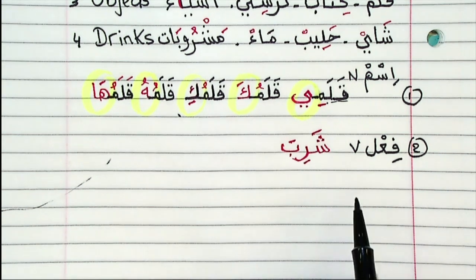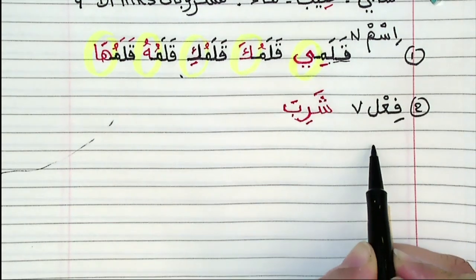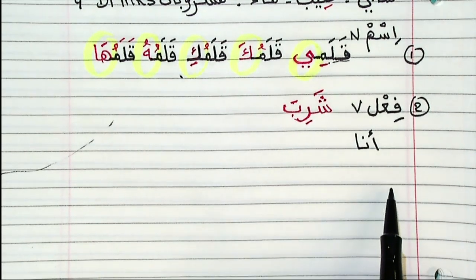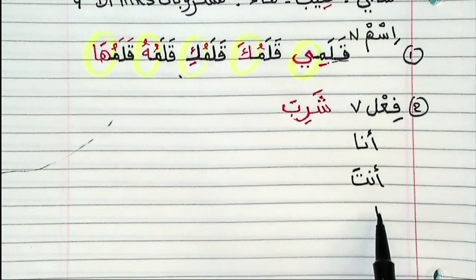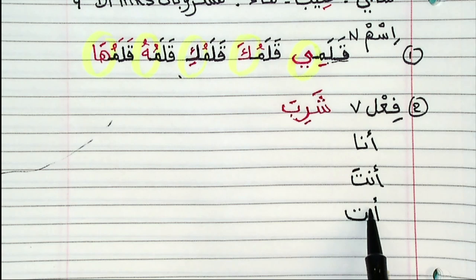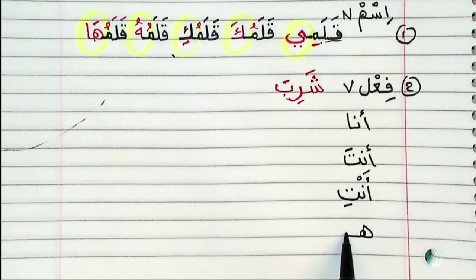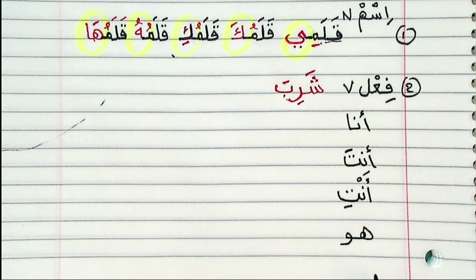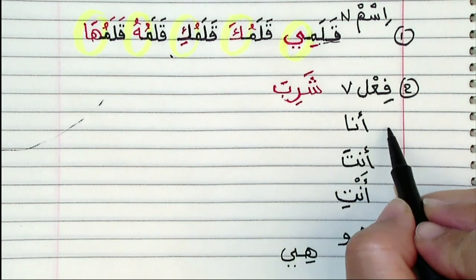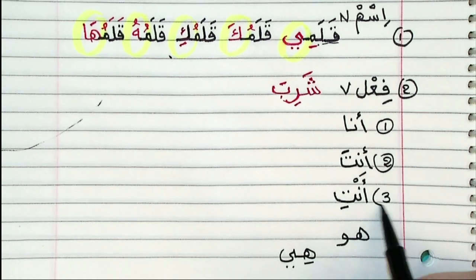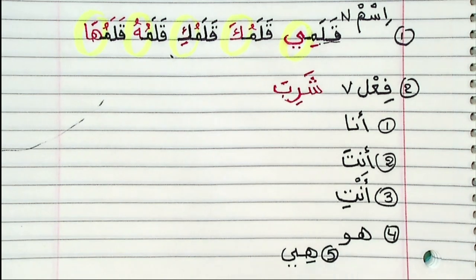With the conjugation of verbs, we always apply the personal pronouns. As we learned, there is ana, anta, anti, huwa, or he, and then hiya. We're only using the singular form.